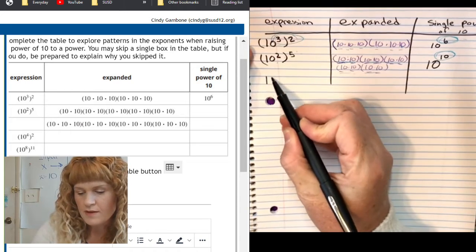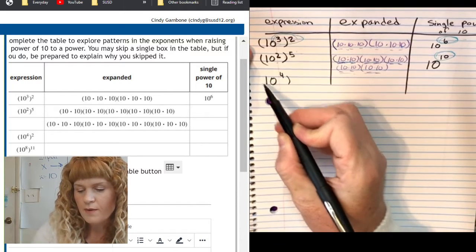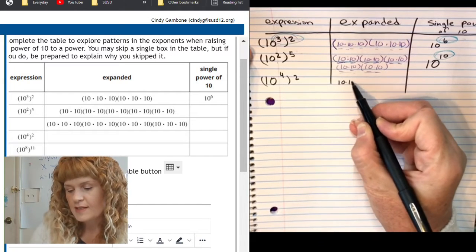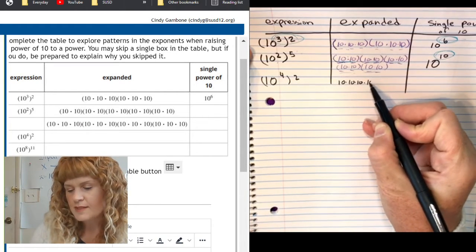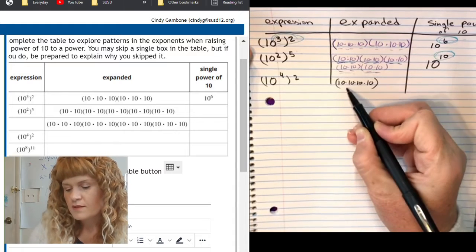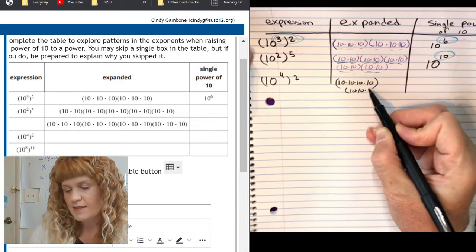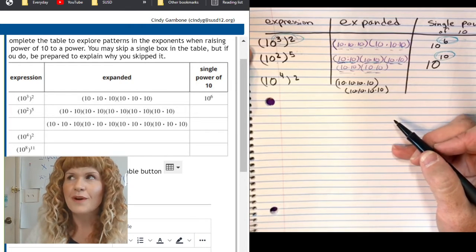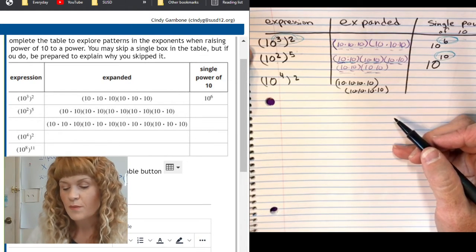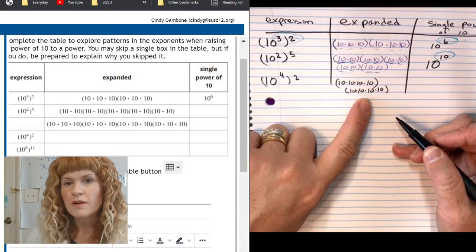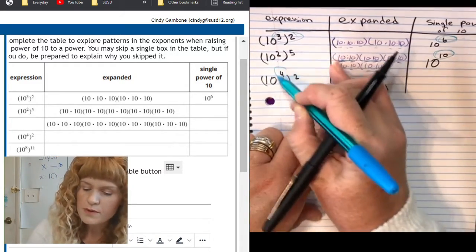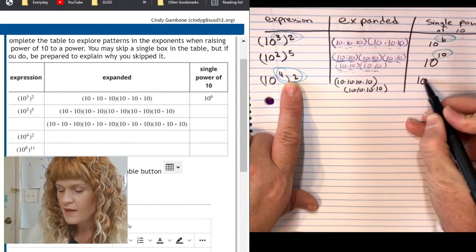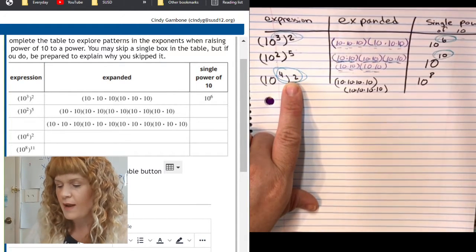Let me show you another. 10 to the fourth power squared. So that's 10 times 10 times 10 times 10 times 10 times 10 times 10 times 10. How do you simplify these exponents? Well, that's 10 to the fourth power twice. So multiply these exponents. 10 to the fourth power twice. That gives you 10 to the eighth power.